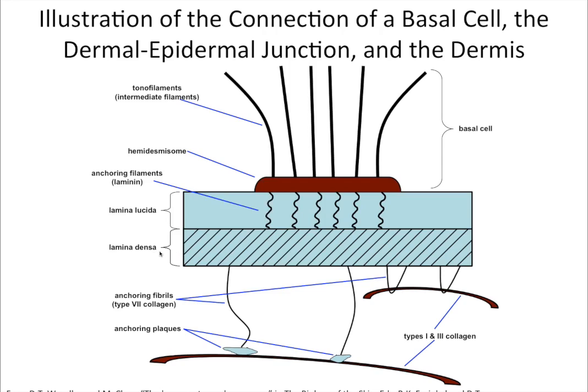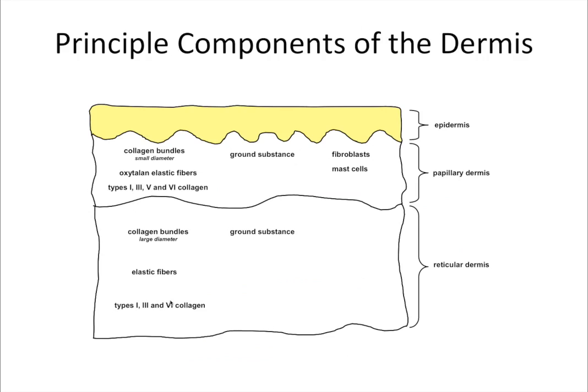Down below, you can see the lamina densa. We have these anchoring fibrils, and these are actually type 7 collagen. These are connected to larger collagen structures such as type 1 and 3. And again, these are important in the dermis. You can see that you have these sort of anchoring plaque type structures. And you also have where these loop around and form what are called anchoring fibrils.